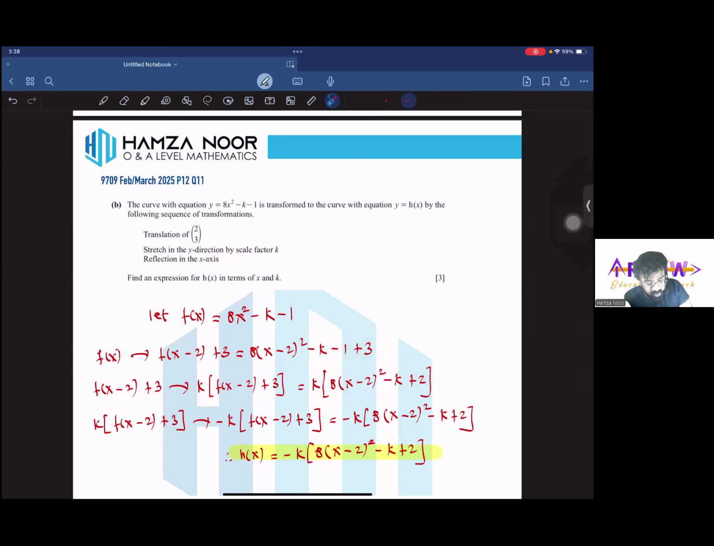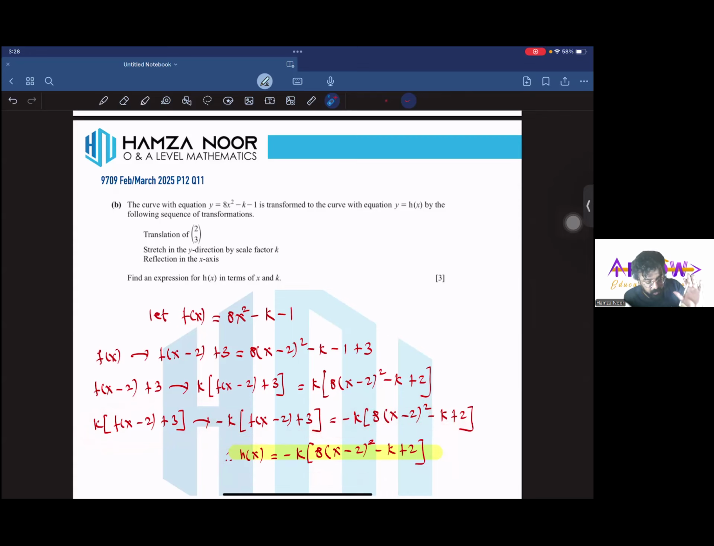And now we have a reflection in the x-axis. As you study in your basic concepts, when the function is reflected in the x-axis, the whole function is multiplied by a minus sign. So k multiplied by f(x − 2) + 3 will be transformed onto −k multiplied by f(x − 2) + 3. Therefore, −k multiplied by [8(x − 2)² − k + 2]. And this is your h(x) function.